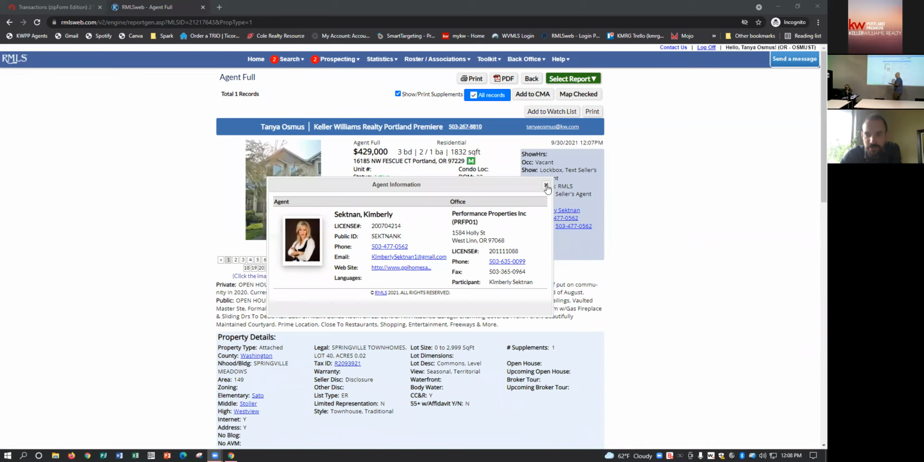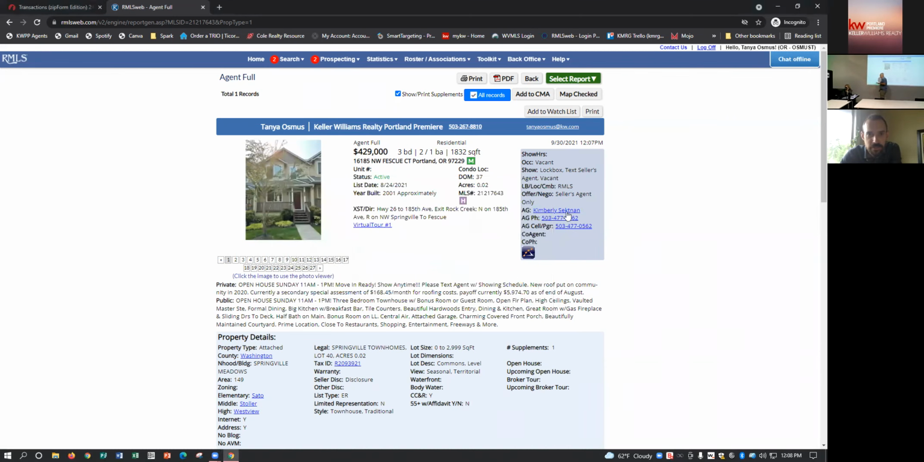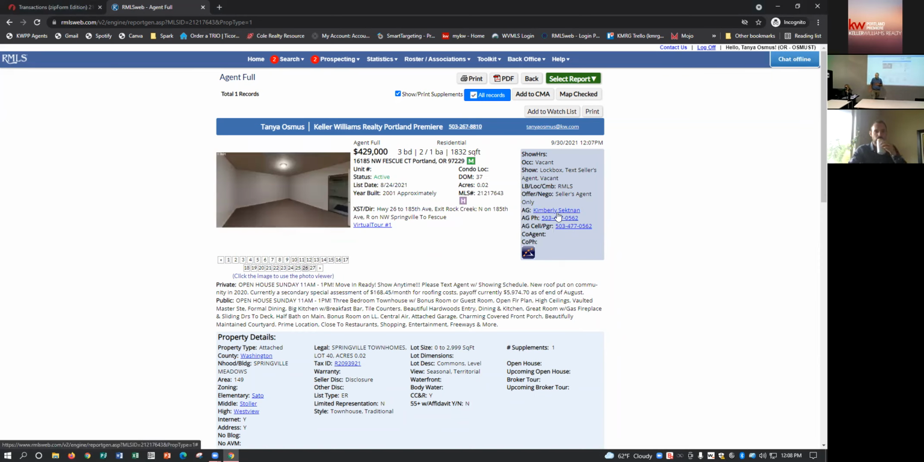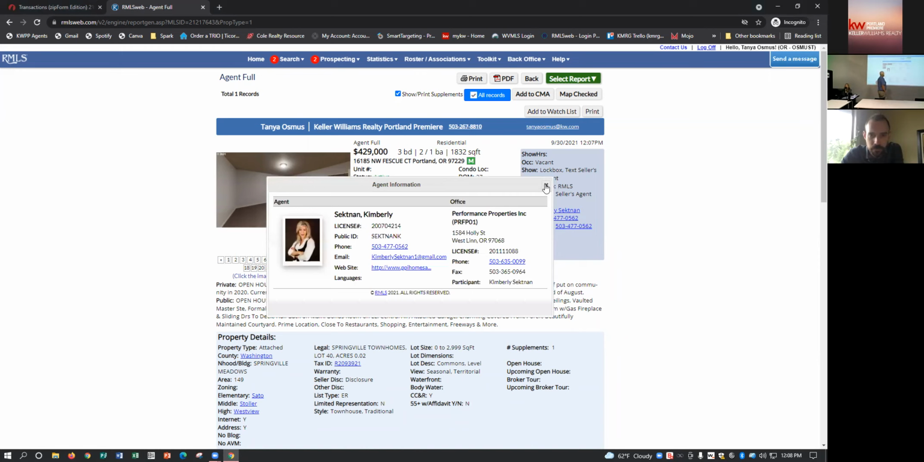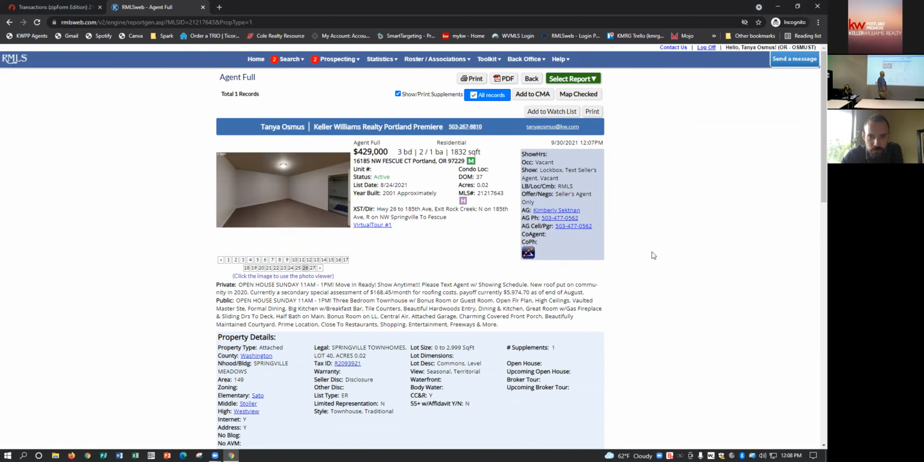Did everybody online track how to use the roster and how to pull up the selling agent information? In a listing, you can go here. When you're looking for your own, if you don't know, click on roster, look for your own name by agent, and you'll get the same thing like this. Cool?